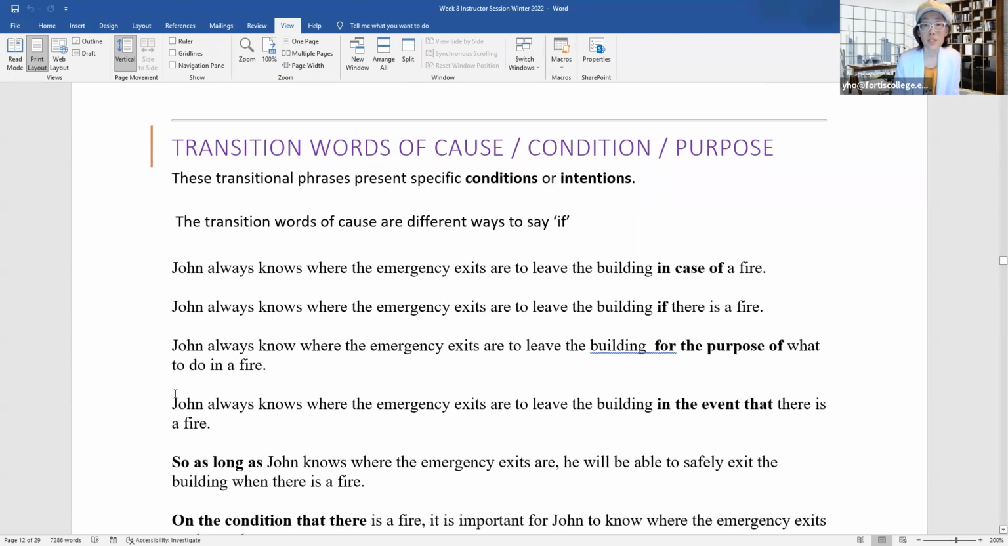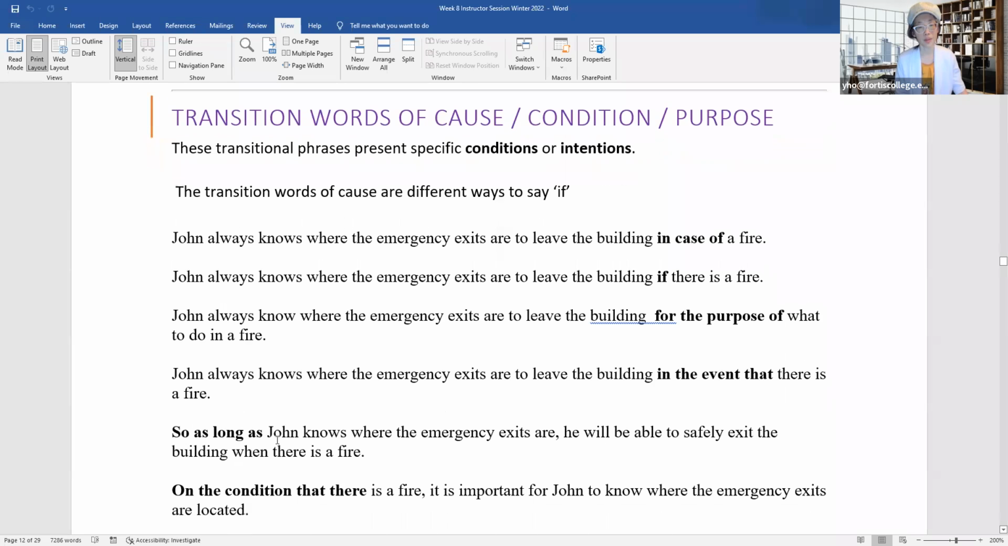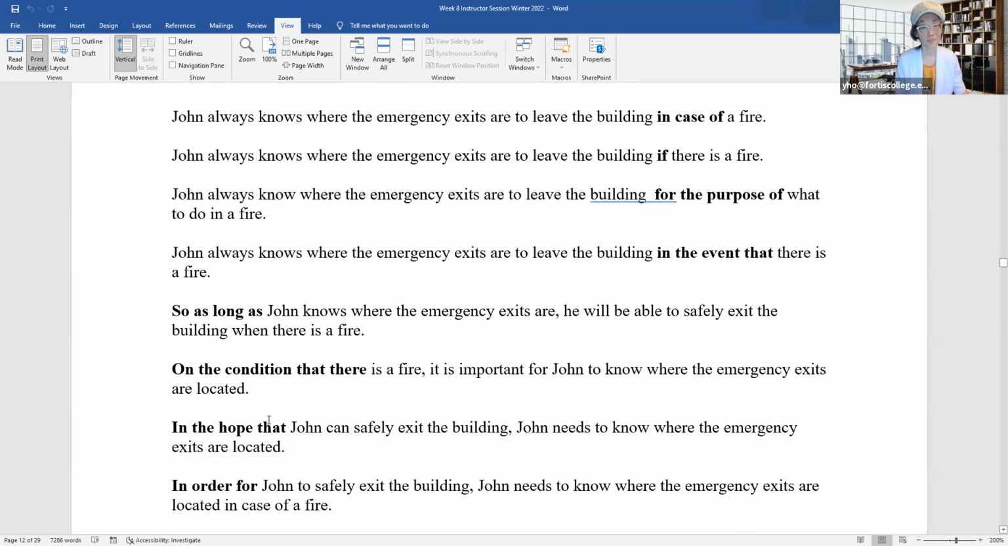Now, different ways of saying if. These transitional phrases present specific conditions or intentions. The transition words of cause are different ways to say if. John always knows where the emergency exits are to leave the building if there is a fire. So different ways of saying if would be in case of a fire, for the purpose of what to do in a fire, in the event there is a fire, on the condition there is a fire. So these are all different ways of saying, John always knows where the emergency exits are to leave the building in the event that there is a fire.